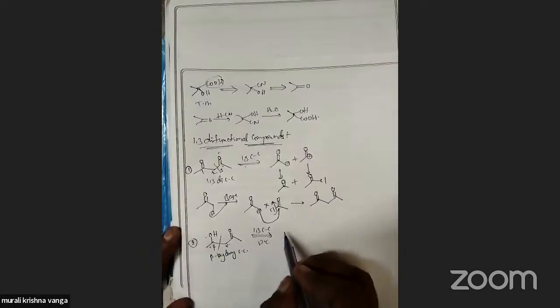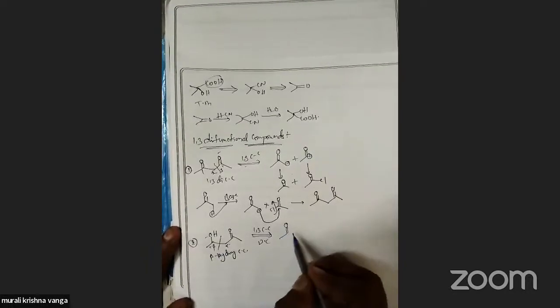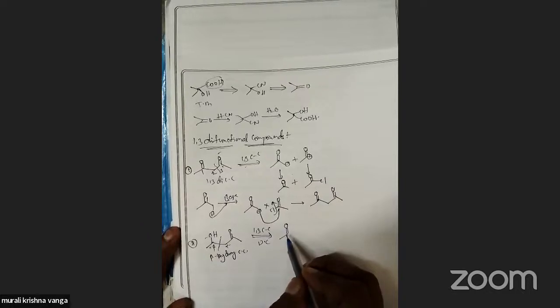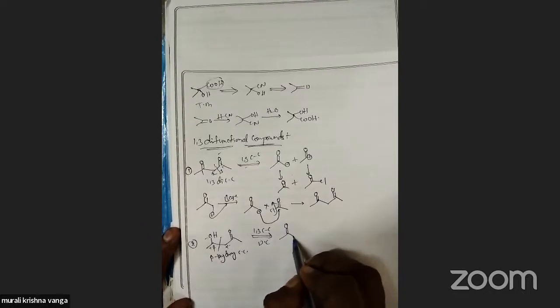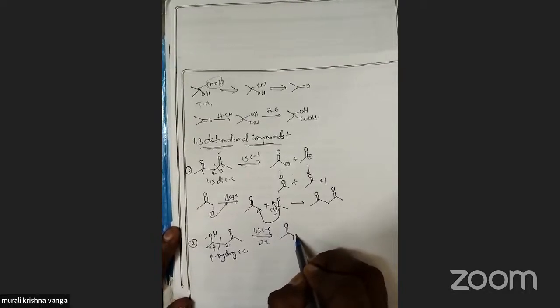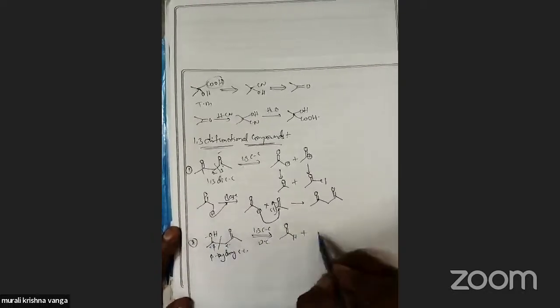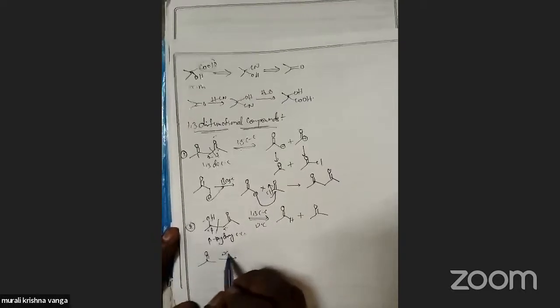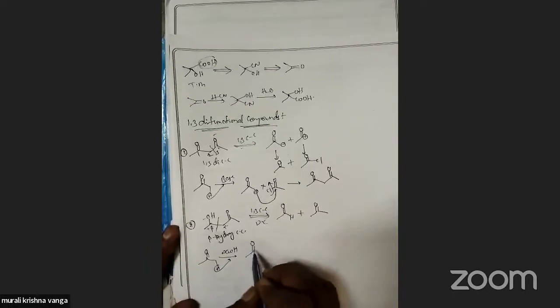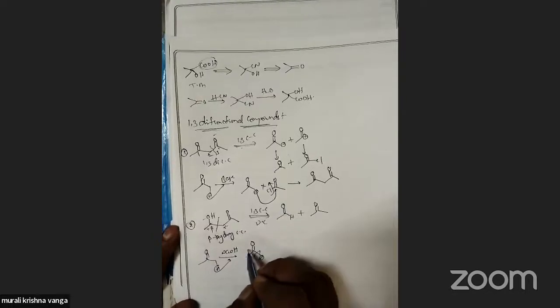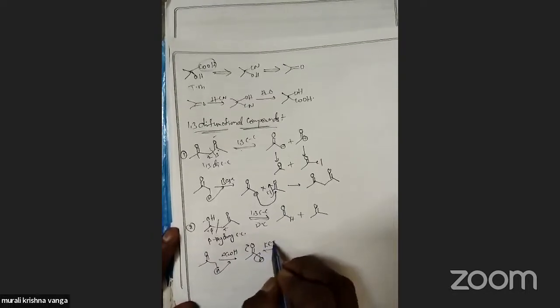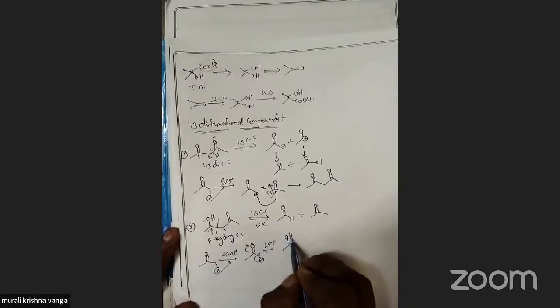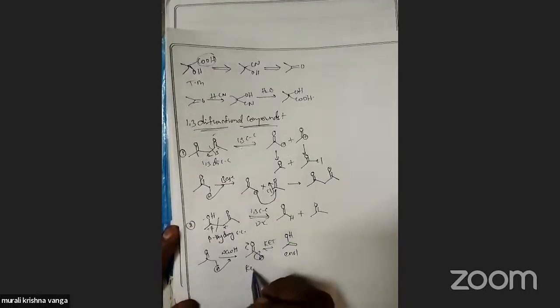Negative, positive, negative. Then the product is an aldehyde and acetone. Now, synthesis of this molecule: when acetone reacts with a base, sodium hydroxide or potassium hydroxide, the base abstracts the proton from here, then produces an alpha carbanion. This alpha carbanion undergoes keto-enol tautomerism, then produces the enol. This is the enol, this is the keto.